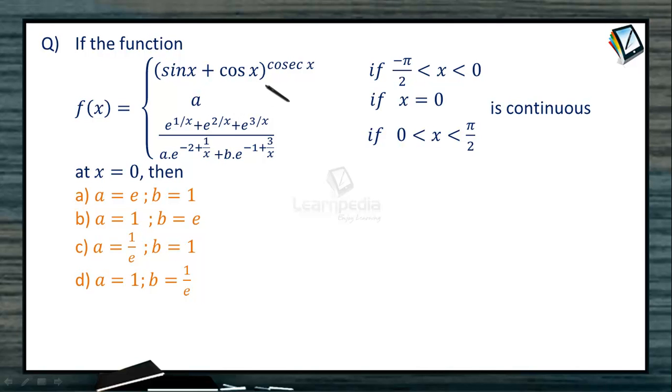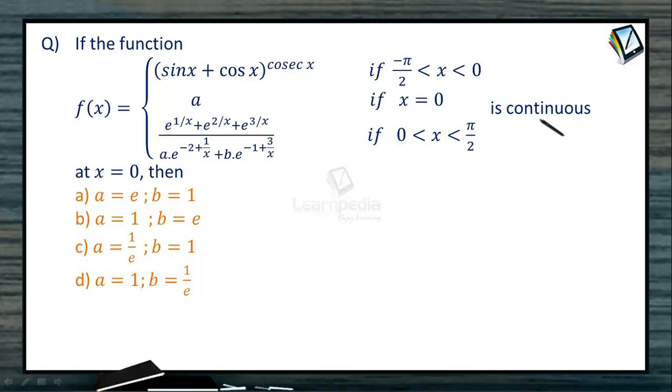Now a function is defined piecewise as (sin x + cos x) to the power of cosecant x when x is between minus pi by 2 and 0, and at x equal to 0 the function takes a value a, and from 0 to pi by 2 the function is (a e^(1/x) + e^(2/x) + e^(3/x)) by (a times e^(-2+1/x) + b times e^(-1+3/x)).